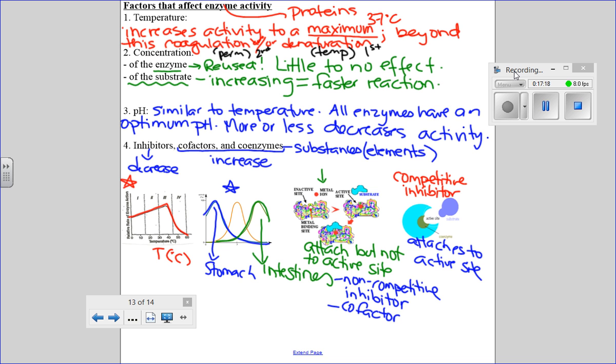A competitive inhibitor would block the active site. It would fill it up so that another molecule couldn't bind there. We could also have what we call a coenzyme, and we'll actually talk about a number of coenzymes as we go through this unit. A coenzyme would bind to the active site, but instead of blocking it, it would complete it. It would make it the correct shape so that another molecule could attach. So of the substances that could bind to an enzyme and change its activity, we have cofactors and coenzymes that increase enzyme activity, inhibitors that decrease, and what they are depends on whether or not they're attaching to the active site.